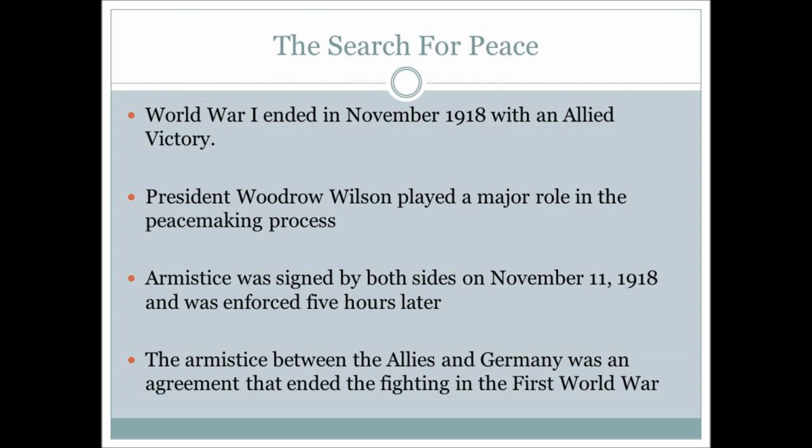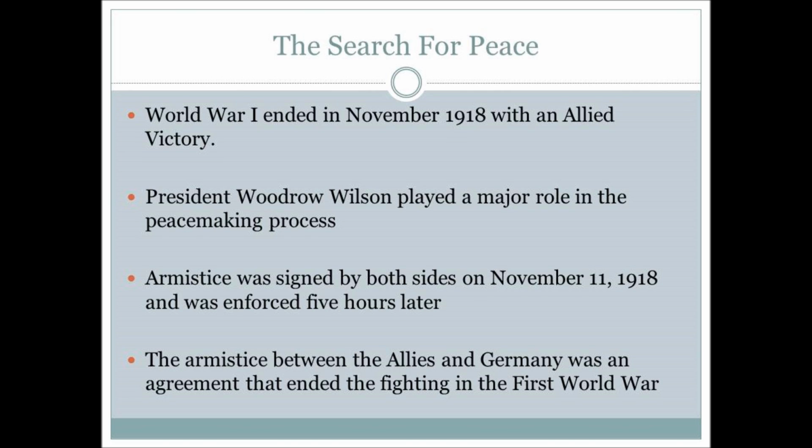An armistice is like a ceasefire, an end to the fighting by both sides, on November 11th, 1918, and was enforced 5 hours later. So within 5 hours of that happening, there was no more fighting. The armistice between the Allies and Germany was an agreement that ended the fighting in the First World War and started us on a path to peace.